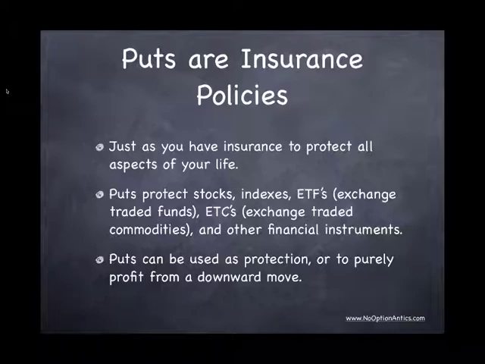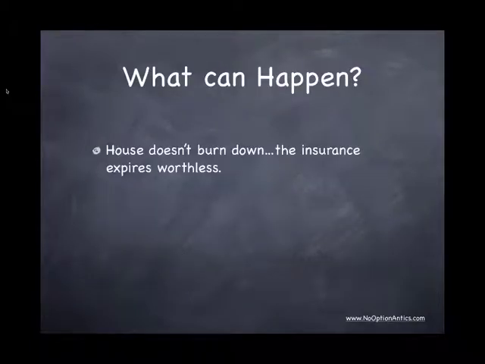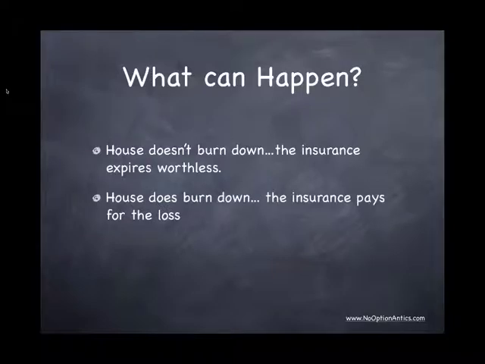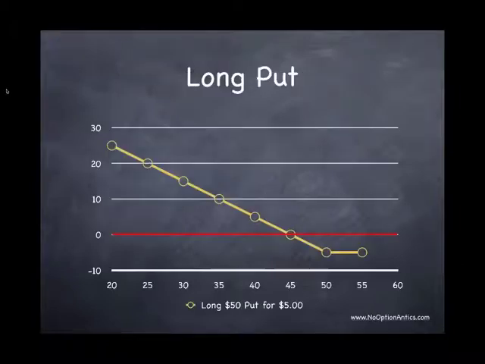Puts can be used for protection, or they can also be used to take advantage of a downward move of a particular stock or the market itself. So what can happen? Well, if you own a put or you own insurance on your house, what could happen is that nothing happens to the home or nothing happens to the asset, and the insurance can expire worthless. But if the house does burn down, or your stock or your index burns down, the insurance pays for that loss. Here's a risk graph of a put.